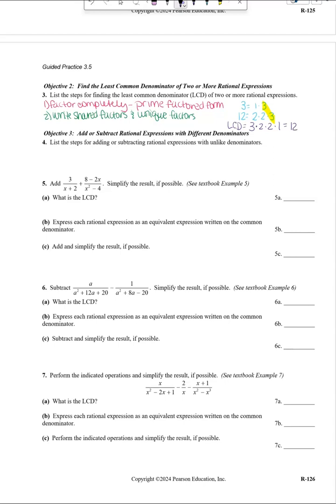And you can do that with more numbers, or if there's a variable. And that's how you can find your least common denominator, always. Like, it never fails, okay?